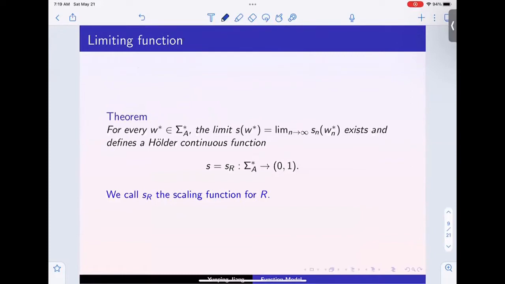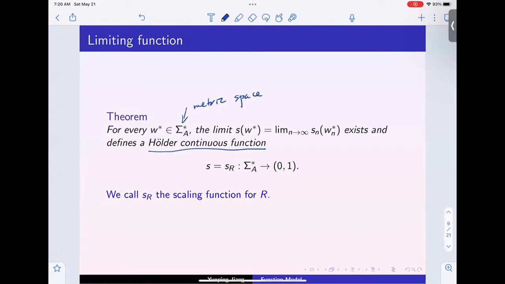So then you see that the theorem is: for every w star in this dual symbolic space, the limit along this dual topology exists and defines a Hölder continuous function, right? We call it Hölder continuous because this one is actually a metric space, right? You can assign a metric.